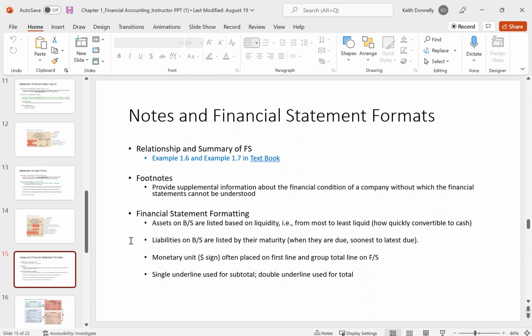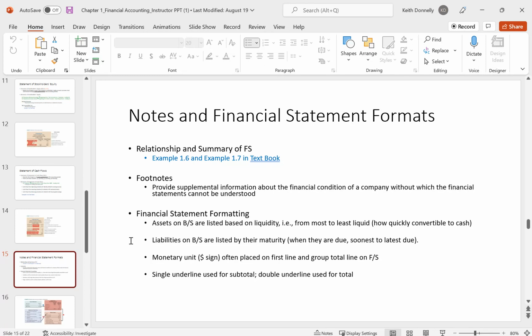Likewise, liabilities follow a special ordering rule. In other words, when you see financial statements, there's a rhyme or reason for why they place items on there. It's not just that they throw things there and then good luck, figure it out. Everything has a purpose. Everything is following a rule. The rule for liabilities is when you list them out on the balance sheet, like 1, 2, 3, 4, you have to list them by their maturity. That is the soonest due to the latest due.